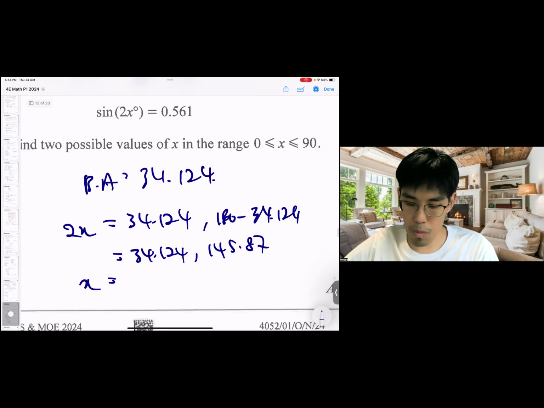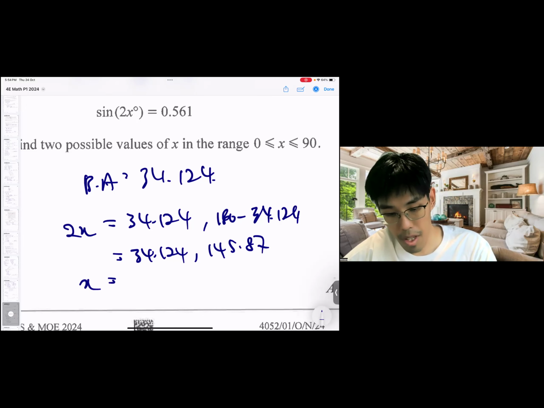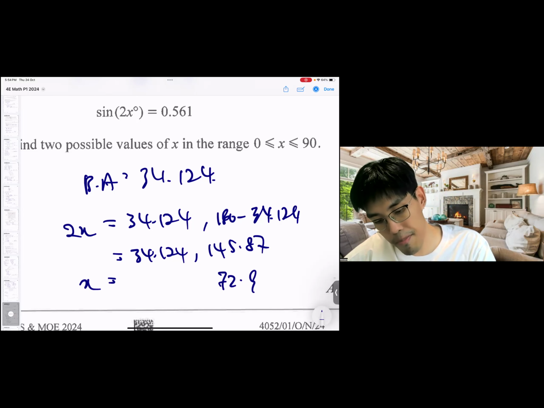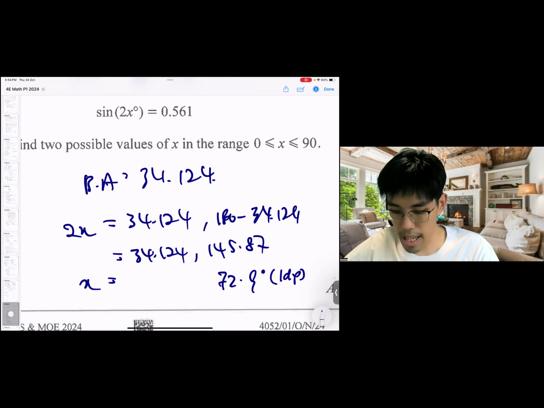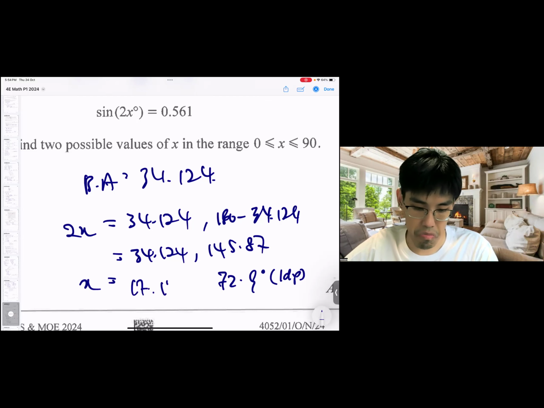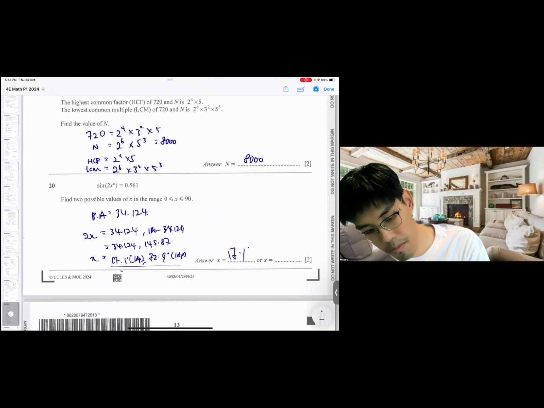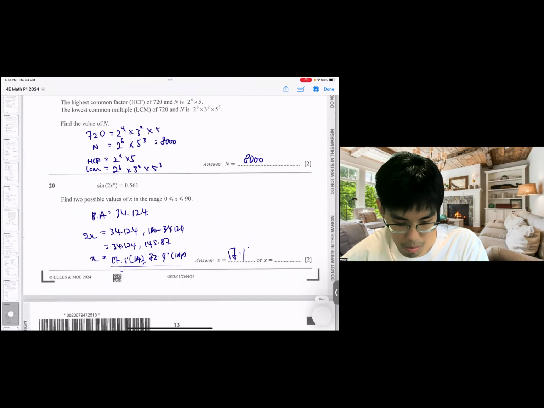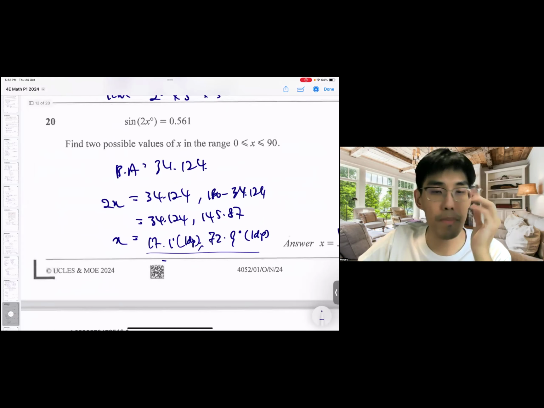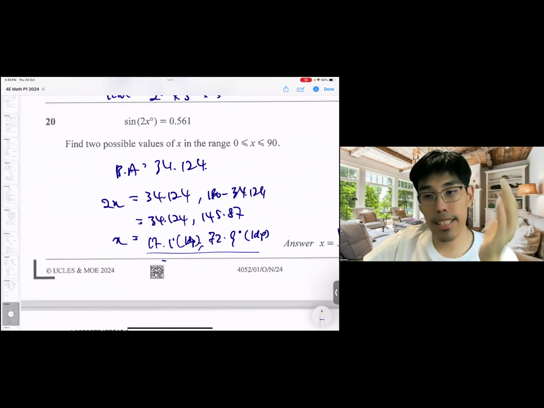So therefore my 2x will be 145.87, and x will be 72.9 degrees to 1 dp. And then I recall my first answer and divide by 2, it should be 17.1 to 1 dp. So 17.1 or 72.9. Okay, and it's in the range of 0 to 90, 17.1 and 72.9. Okay, perfect. Let's go. Now A and B.